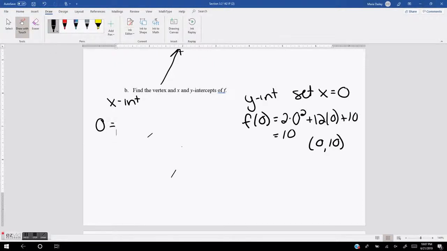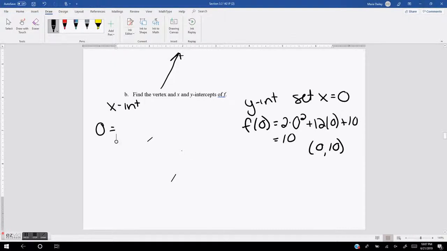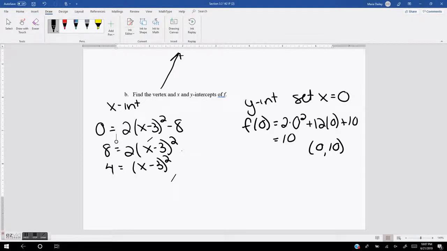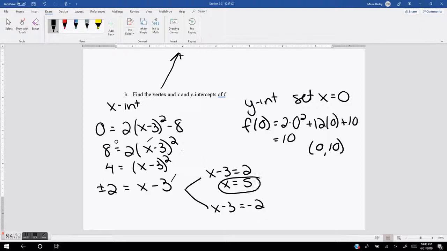All right, I'm going to use that standard form. So that was 2 times x minus 3 squared minus the 8. Add the 8 over to the other side. Divide by 2. Take the square root of both sides. That gives you plus or minus 2 equals x minus 3. Solving those two equations, x minus 3 equals 2, x minus 3 equals negative 2. Add 3 over to the other side, I get x equals 5 and x equals 1. So there are my 2 x-intercepts.